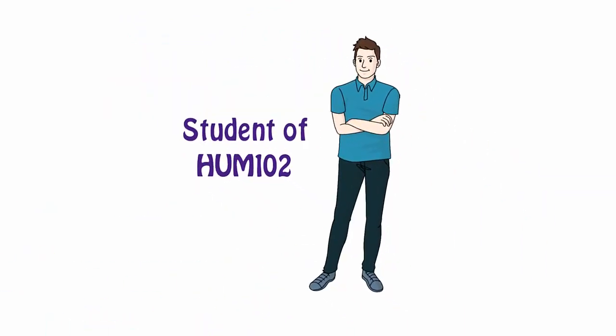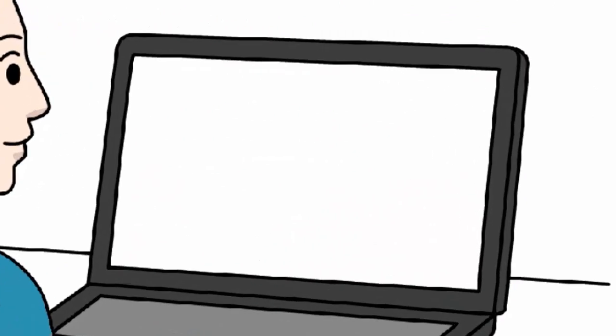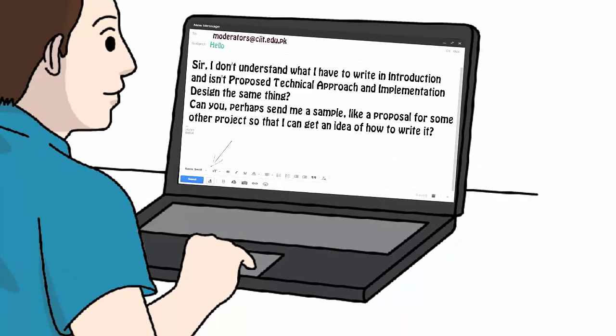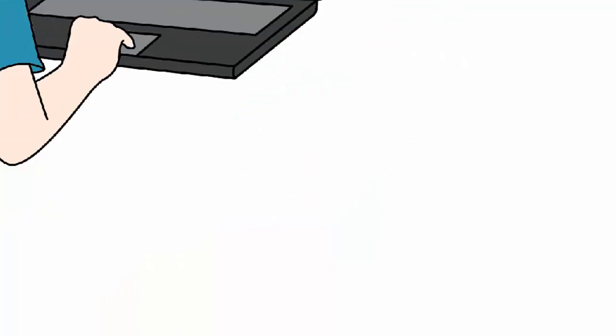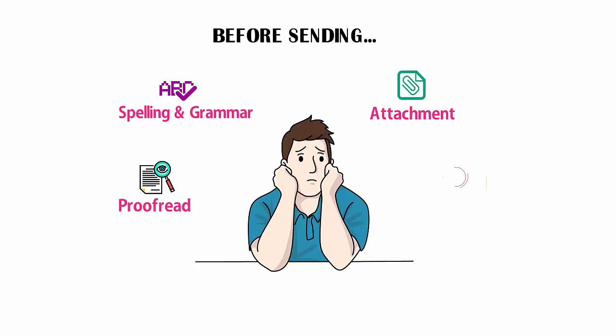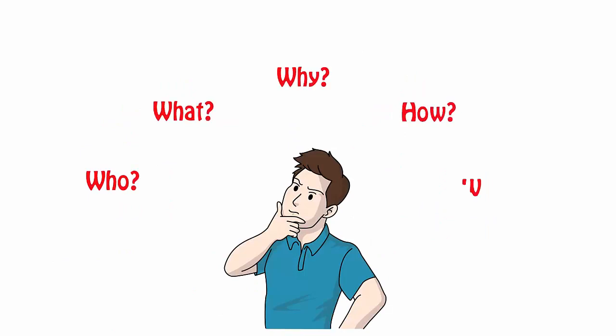Now, being a student of this hybrid course, you might have some questions related to the lectures, and you may need to email your moderator. After typing your email, wait a minute and follow this quick procedure before you click send. Proofread your email, carefully check for spelling and grammar, attach necessary files, and make sure your email answers these five questions: who, what, why, how, and when.